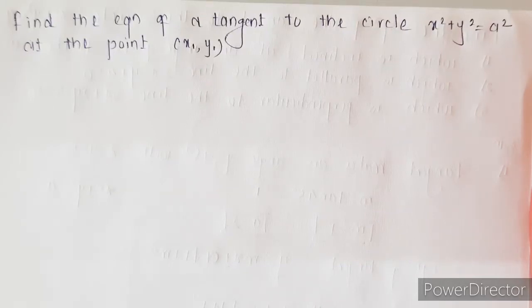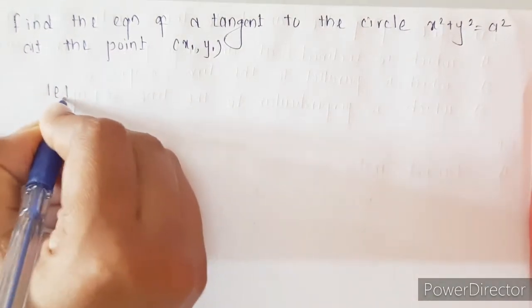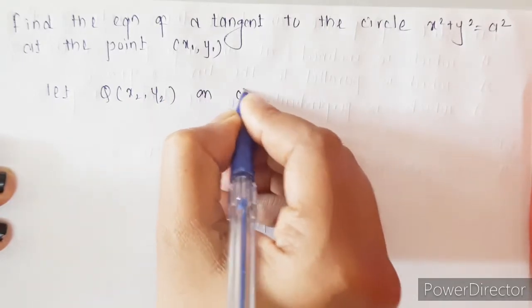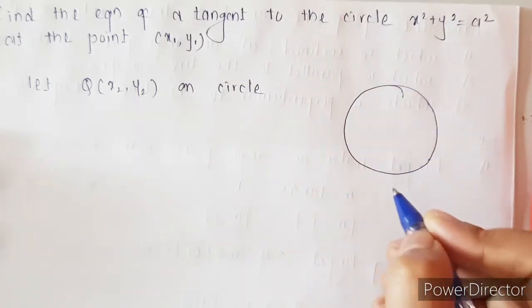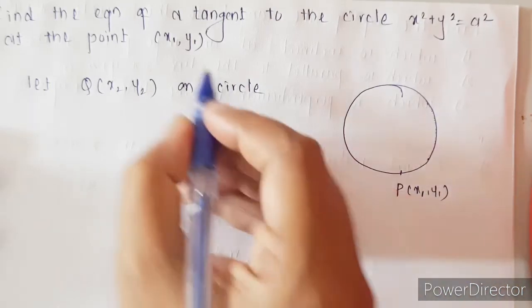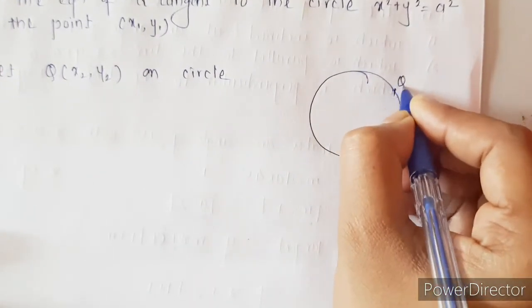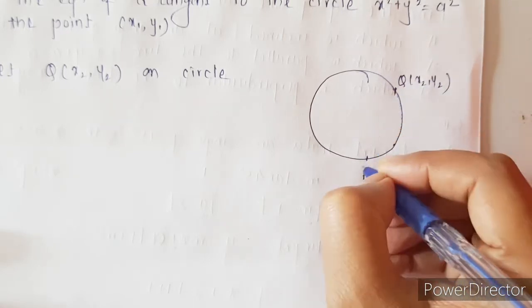Find the equation of a tangent to the circle x square plus y square equals a square at the point x1, y1. Now let's take another point Q, x2, y2, on the same circle. So we have a circle and a point P, that is x1, y1. I am naming this as point P. And I am taking another point Q with coordinates x2, y2, on the same circle.